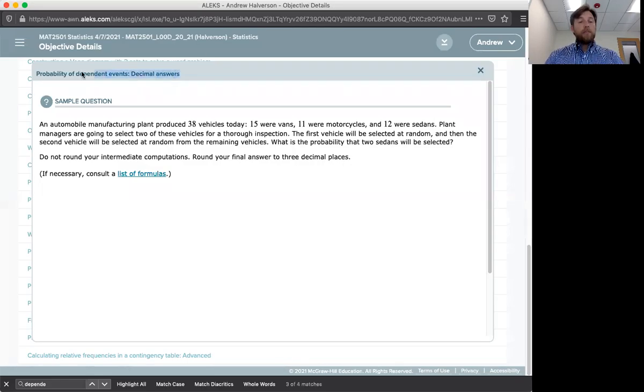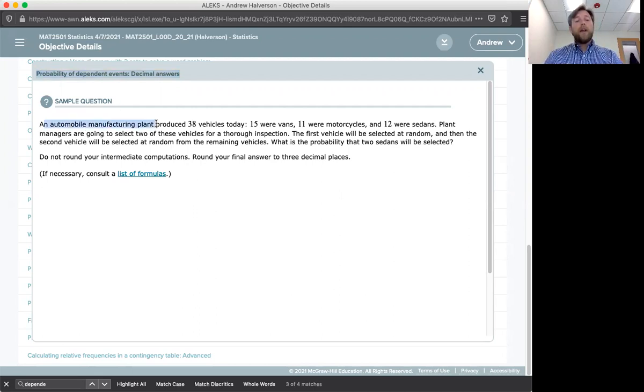The question is probability of dependent events, and it looks like it's this lesson. I want to just check to make sure. Decimal, it's okay. Probability of dependent events, decimal answers. By the way, the lesson should sort of be a giveaway to you as to what you're dealing with. We're dealing with dependent events, but I'll explain and show you that yes, we are indeed dealing with dependent events.